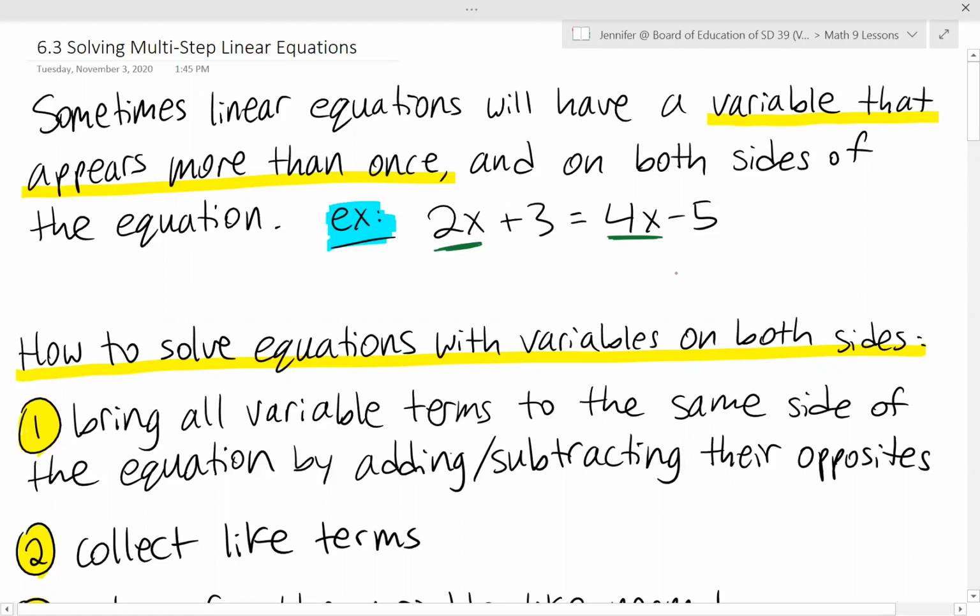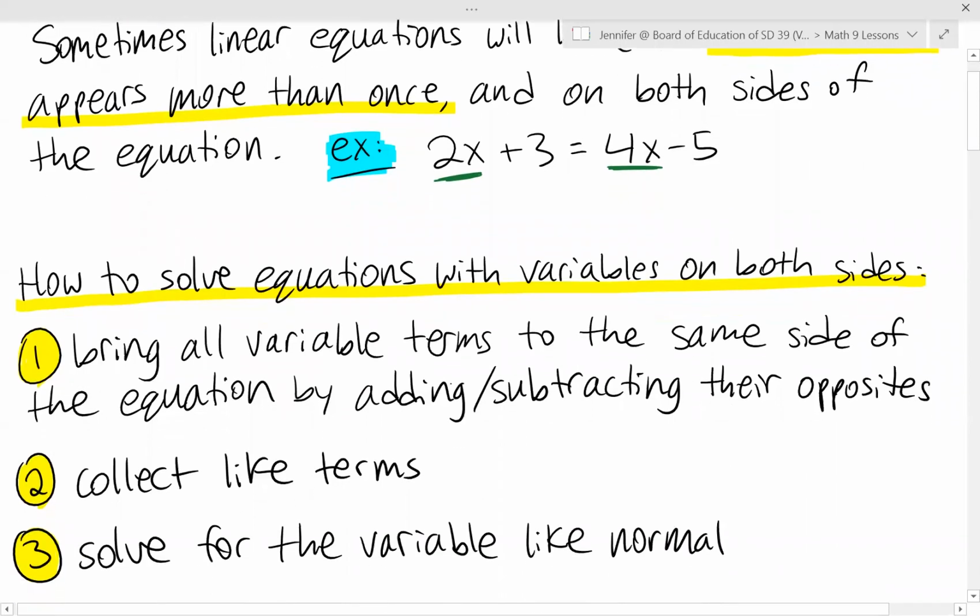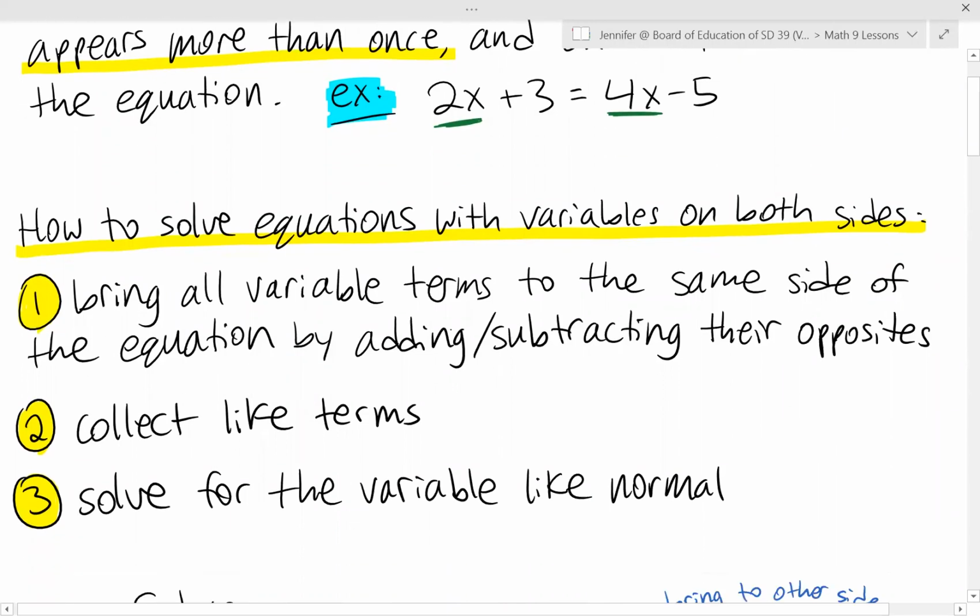What I mean by adding or subtracting their opposites is, if I wanted to get 2x over here, I would have to subtract 2x on this side and then subtract 2x on this side. So it's the same idea that we've been working with so far, we just also have a variable. Because if we have 2x and we subtract 2x, those go away. And since we do it to one side of the equation, we have to do it to the other as well. So now we have our 4x term and our 2x term on the same side, and the sign has changed because we've brought it to the other side of the equation. Once they're on the same side, you're going to collect your like terms, which we know how to do, and then you'll just solve for the variable like normal.